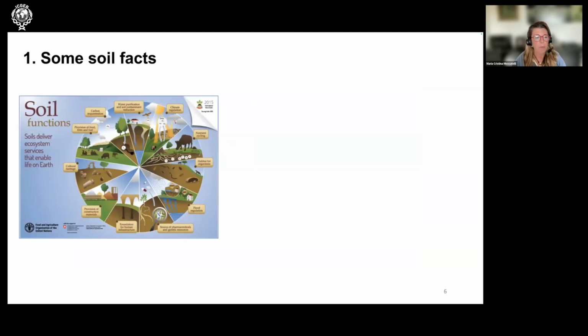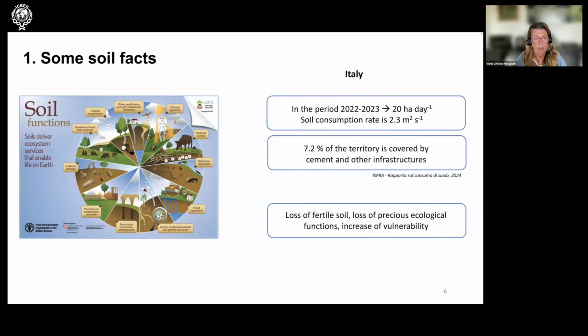I finish this first point with a slide, an infographic that all of you have certainly seen several times, which is the list of the many functions that soils perform, divided into ecological and socioeconomic functions. This was released by FAO in 2015.